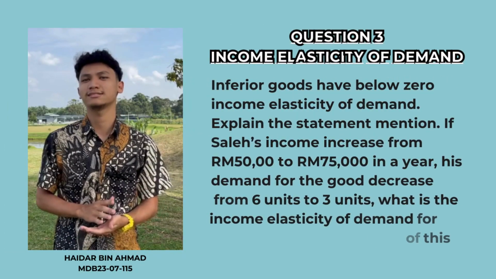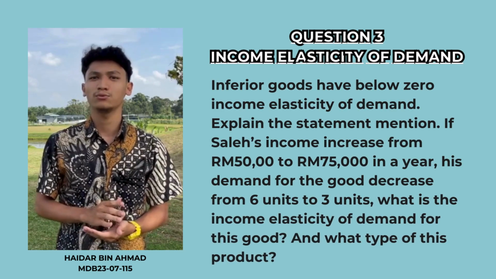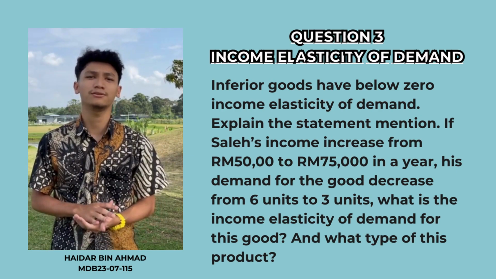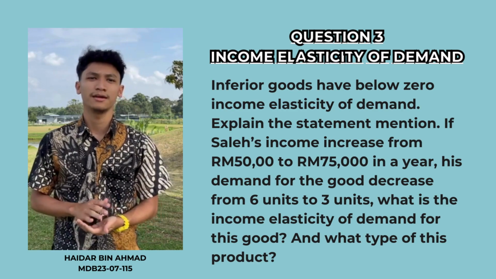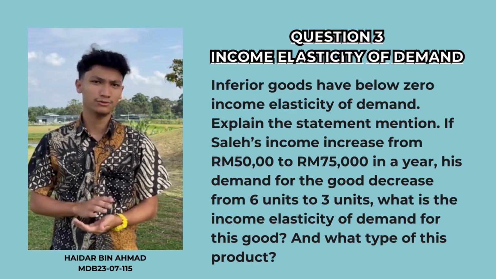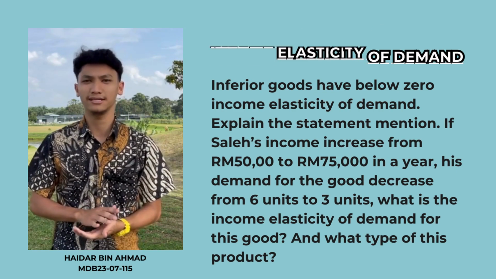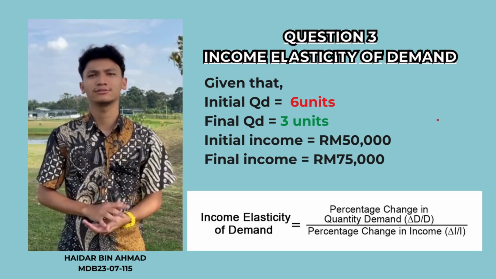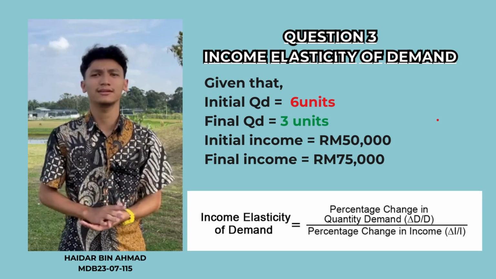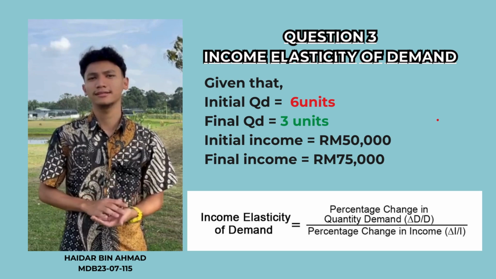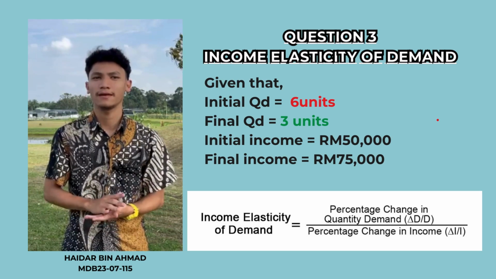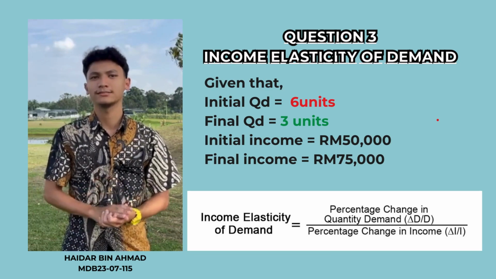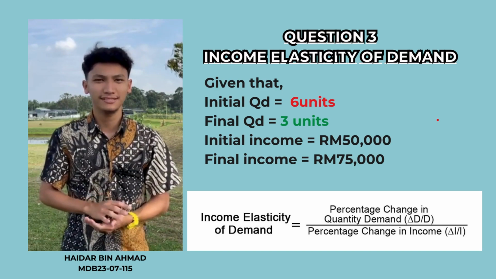What is the income elasticity of demand for this good, and what type of product is it? The statement that inferior goods have a below zero income elasticity of demand means that the demand for inferior goods decreases as consumer income increases. Given the initial quantity demanded equals 6 units, the final quantity demanded equals 3 units. The initial income equals RM50,000 and the final income equals RM75,000. First, let's calculate the percentage change in quantity demanded.